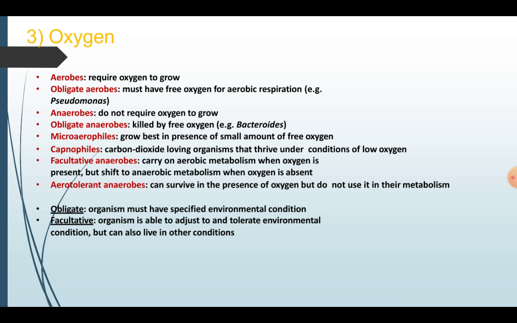Third one is oxygen. Aerobes require oxygen to grow. Obligate aerobes must have free oxygen for aerobic respiration. Example, Pseudomonas. Anaerobes do not require oxygen to grow. Obligate anaerobes are killed by free oxygen, for example Bacteroides. Microaerophiles grow best in the presence of a small amount of free oxygen.